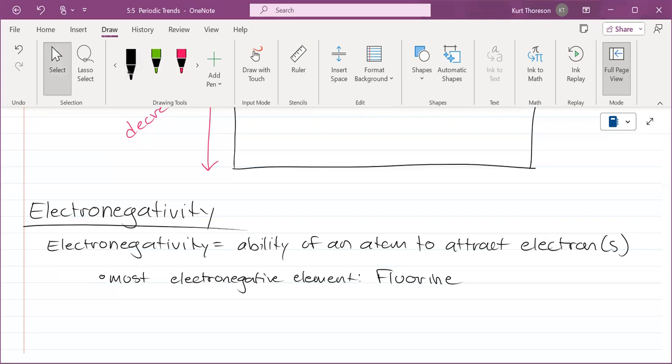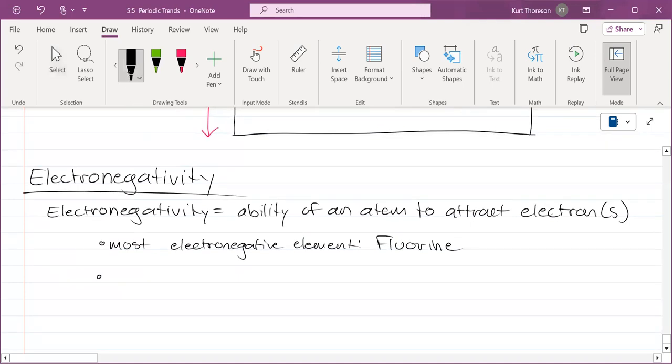And how about when you go from top to bottom as you get further away from it? Decreases. Now, if you can look at a periodic table, what element is in the bottom left-hand corner? It's native to a European country. Yeah. This is the least electronegative element. Francium.